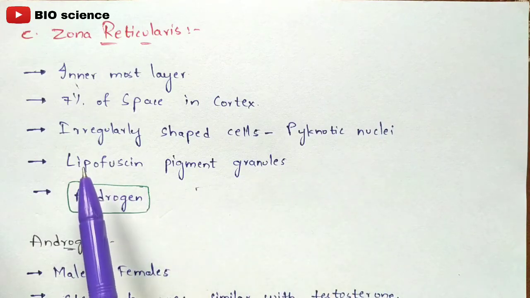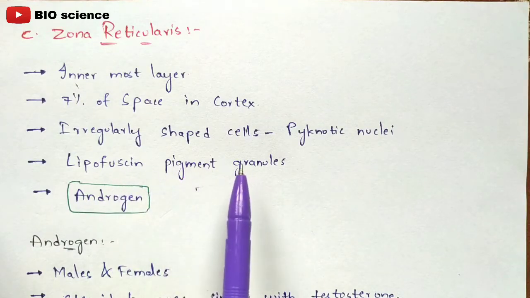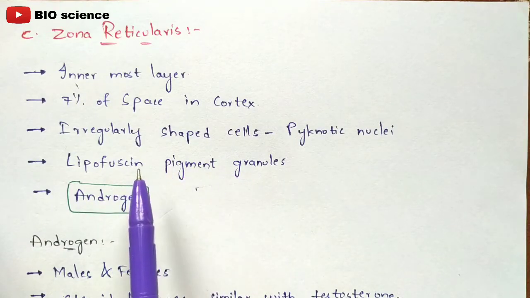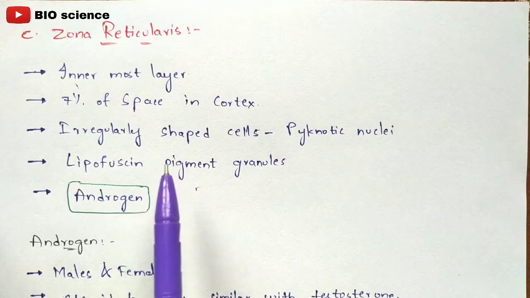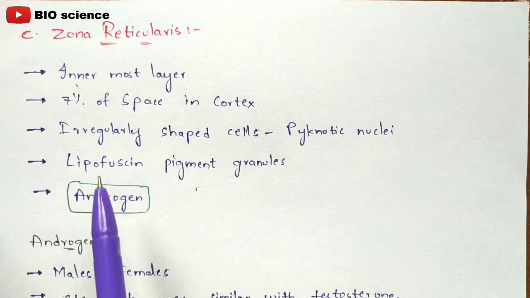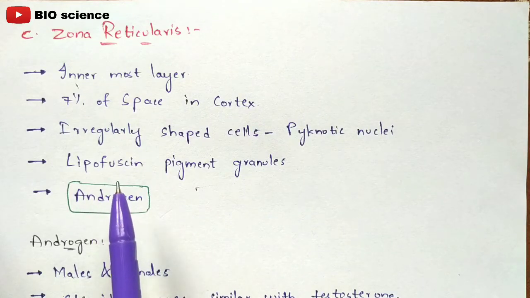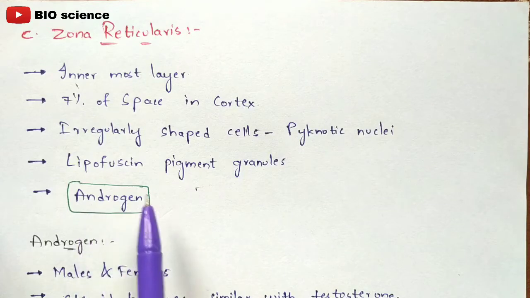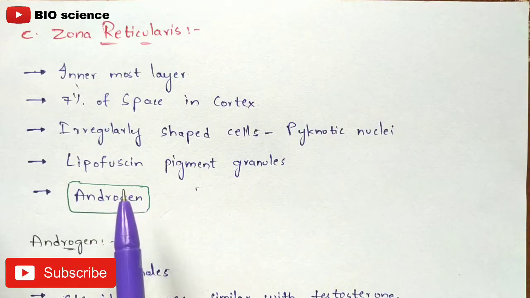It also contains lipofuscin pigment granules. Lipofuscin pigment granules are nothing but lipid containing granules, right? Normally they are yellow and brown in color, right? Normally the hormones which are secreted from the zona reticularis zone are androgens, right? Androgens. So this is one of the most important things which you have to remember.